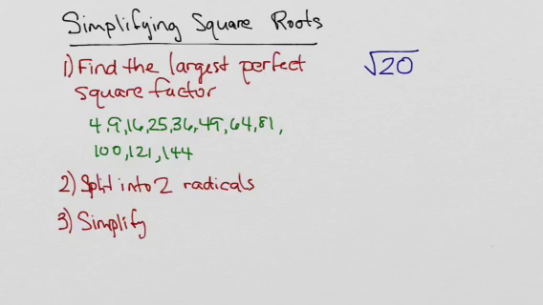All right, so first step. We want to find the largest perfect square factor for our given number. In this case, it's 20. So what that means is I'm going to look at a list of perfect squares.